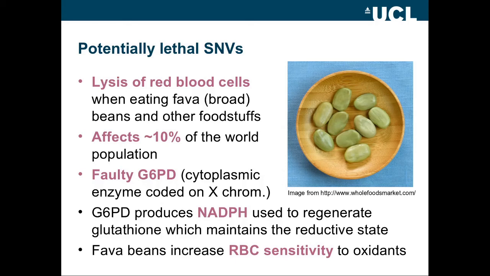This is actually a very important disease because some of the drugs that can cause this problem include the antimalarials, and this Favism condition does tend to be quite common in populations where malaria is a problem. Now, interestingly, there is also some evidence that these mutations in G6PD also decrease the likelihood of malaria infection.